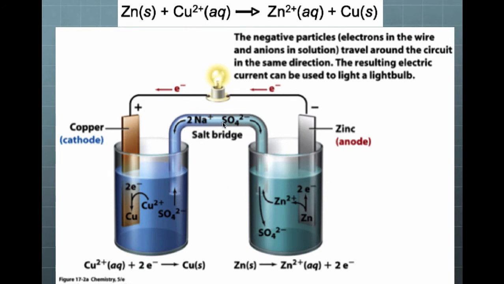Notice we also have this device here in the middle called a salt bridge that holds ions, in this case sodium ions and sulfate ions, and it simply connects the two half cells, the copper cell on the left and the zinc cell on the right. Notice also that between the two electrodes, the zinc electrode and the copper electrode, there's a wire, and in between is a light that'll light up.